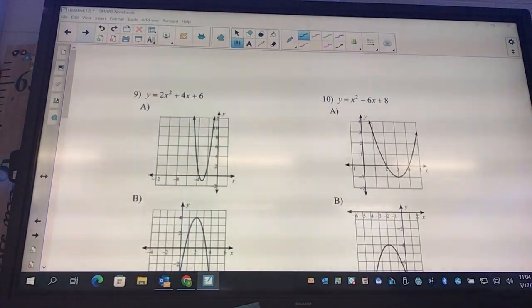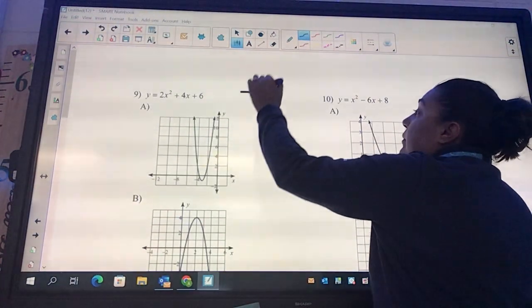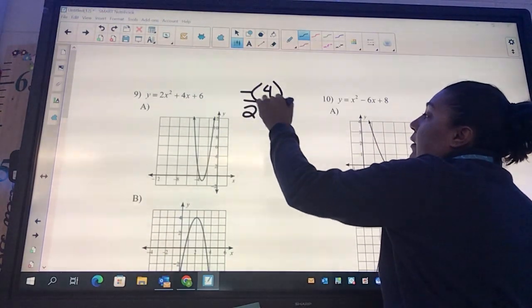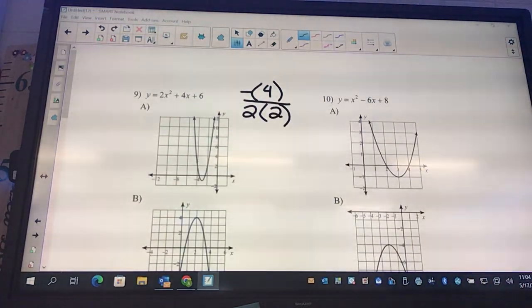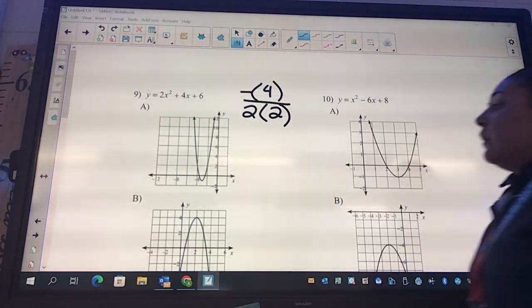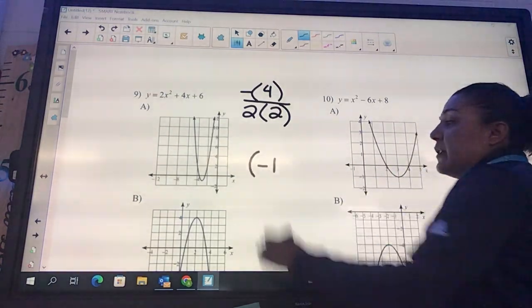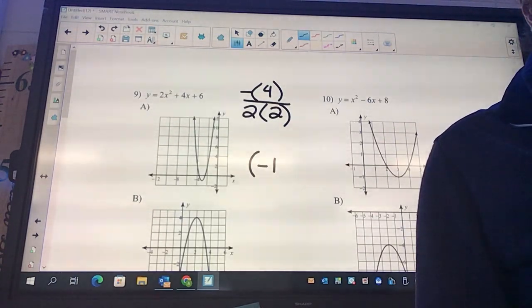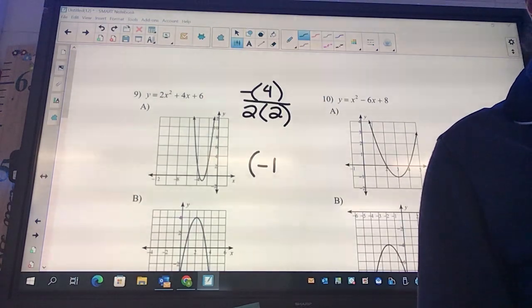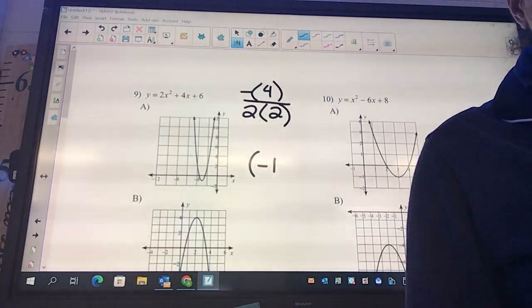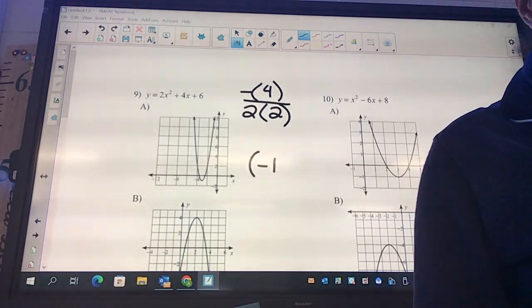Okay, 9's going to be the same way. So we got negative B. Negative 4. I mean, no. Over 2A. Over 2. Okay, type that in. See what you get. Negative 1. Okay, that's for the x. So which one of these x's has a negative 1? Which one was that negative 1? A. A is the negative 1.